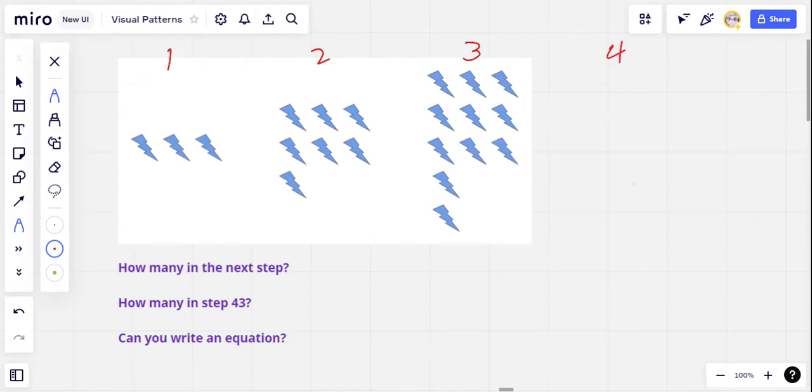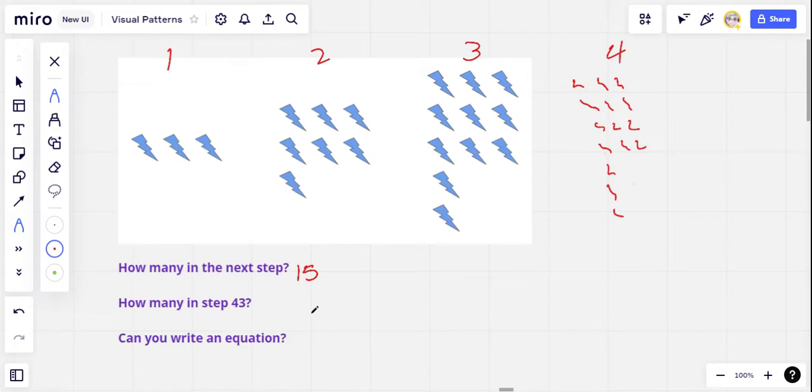So I think we could predict in step number 4, right? I would have 4 rows of 3 lightning bolts. So let's make 4 rows of 3 lightning bolts, plus another 3. That would seem to mimic the pattern. How many would that be total? So 4 times 3 is 12, 13, 14, 15. So this would be 15 in step number 4.